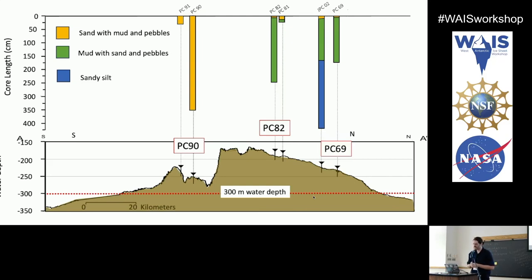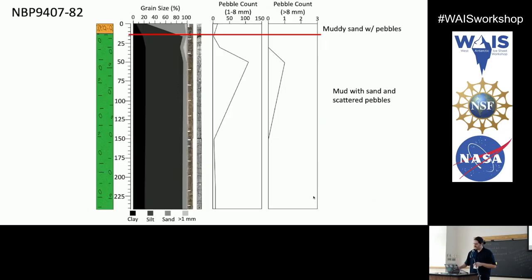Then moving to the central core, PC82, we have a really sandy top, and then we just have very homogeneous silt and clay unit going downwards, and it also continues on the north side with PC69. So for 82, we have that top area with the muddy sand with pebbles, fossil content present, and then it goes down into this homogeneous unit.